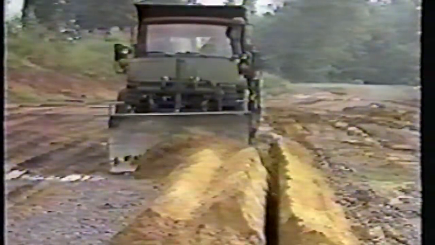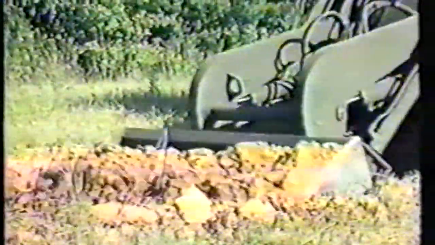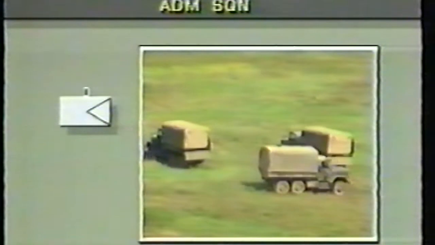The multi-purpose engineer vehicle section is equipped with 2 MPEVs, which provide the troop with an additional digging, earth-moving, and bulk lift capability. The administrative squadron provides the required maintenance, supply, transport, medical, and messing support to the regiment.